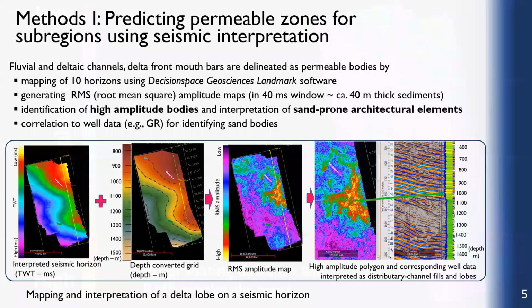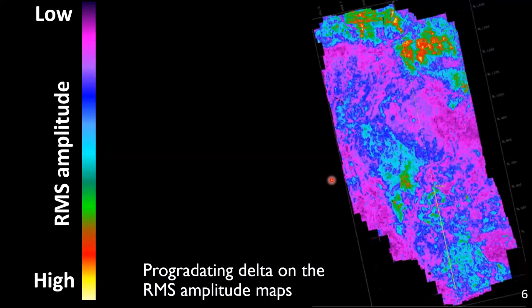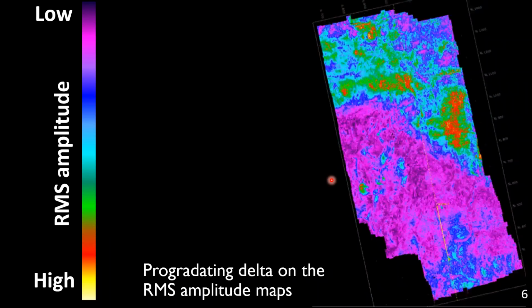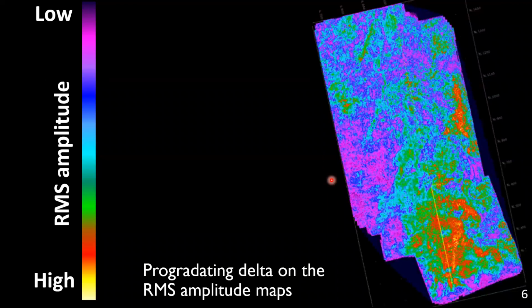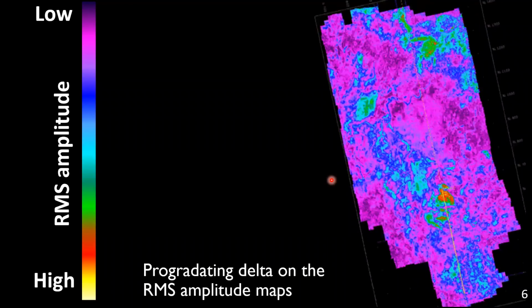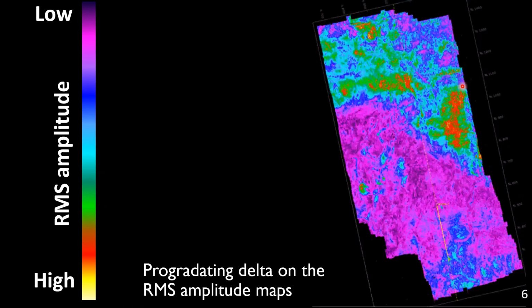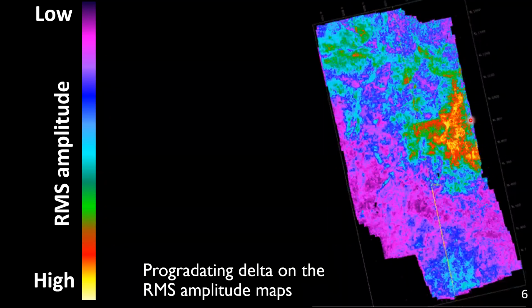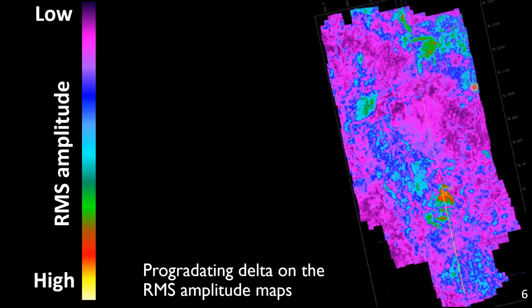Here you can see the progradation of the slope and the delta on the root mean square amplitude maps. Here the purple color would be the clay, while the red and yellow color and the green color would be the sandy area. So you can see that the slope is prograding and the delta units are formed with red and green colors.